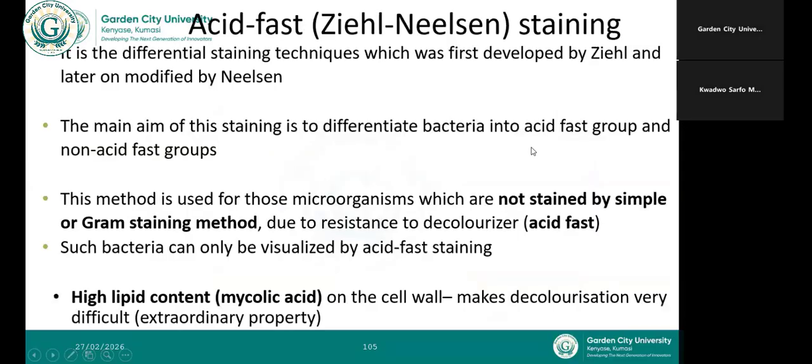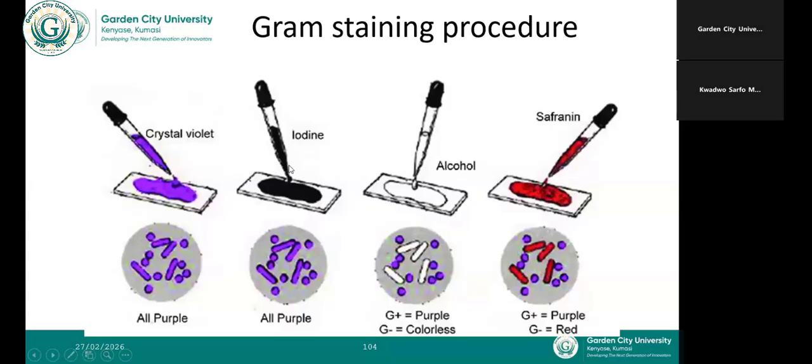Then we talk about the next differential stain, which is acid-fast or Ziehl-Neelsen staining. There are some bacteria that you cannot apply the gram staining method to because they resist decolorization, this step. Please, can you see the cursor?